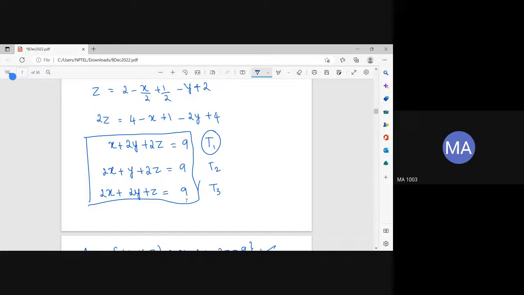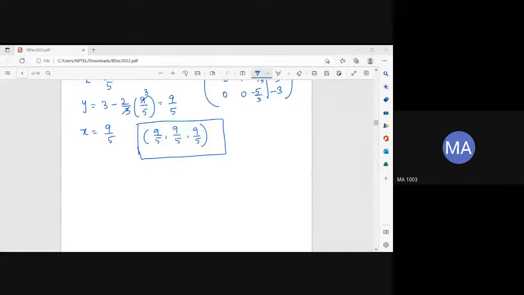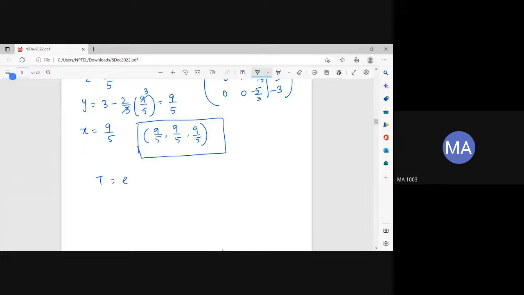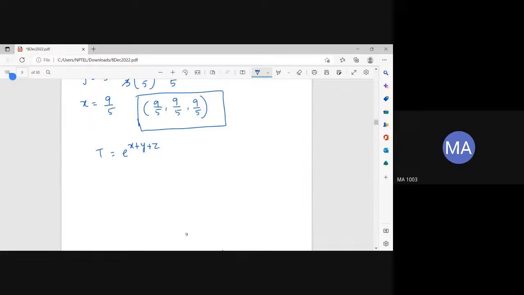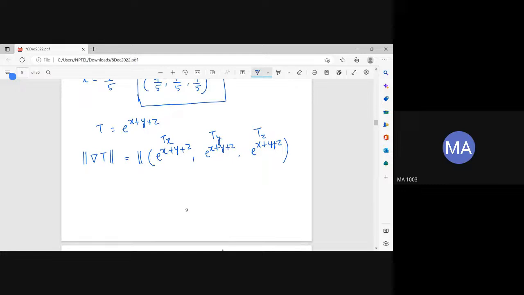So we have found the point of intersection and then we had to find the maximum rate of change of temperature. The temperature T was e power x plus y plus z. What is the maximum rate of change of temperature? It is the norm of the gradient. So the norm of e power x plus y plus z, comma e power x plus y plus z, comma e power x plus y plus z. This is tx, this is ty, this is tz. So at the point of intersection, we have to calculate at 9 by 5, 9 by 5, 9 by 5.